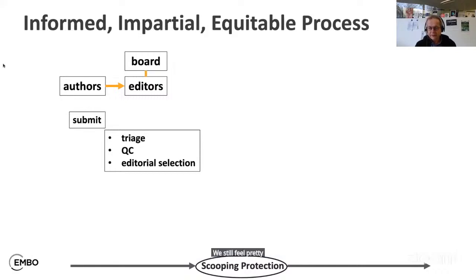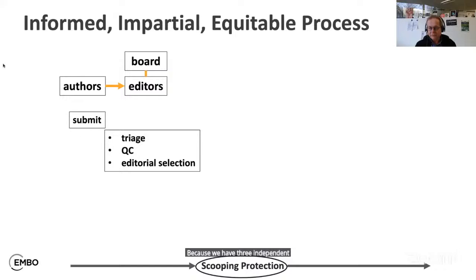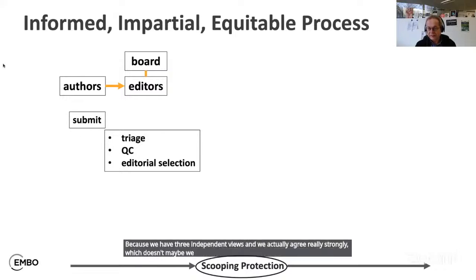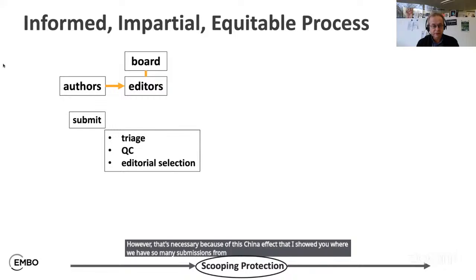We've analyzed this. The decisions seem to be solid because we have 3 independent views, and we actually agree really strongly. Maybe we all have the same biases, but I should also say they're anonymized papers. So we're trying not to be biased by country and so on by taking the names out. However, that's necessary because of this China effect that I showed you, where we have so many submissions from China and the acceptance rate is rather low.